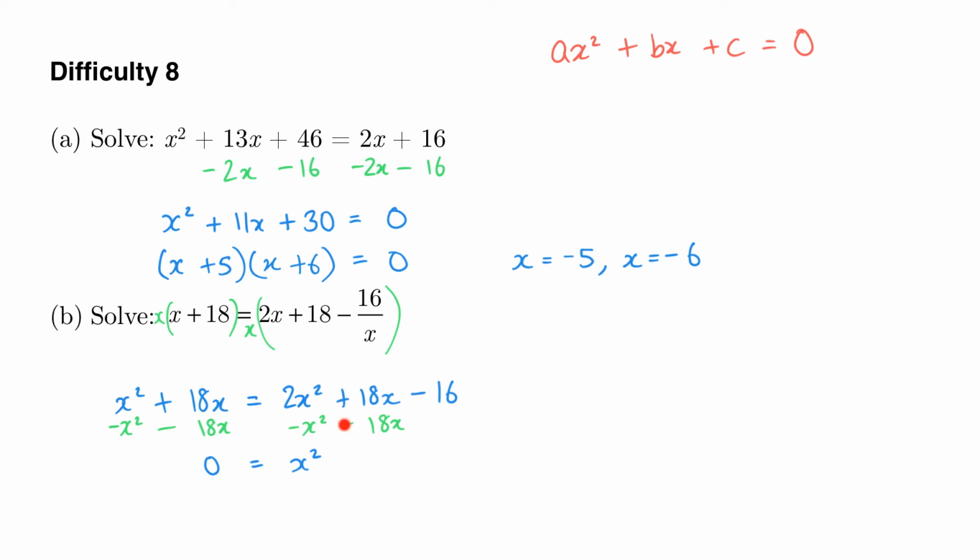Positive 18x minus 18x is just 0, so I have no x term, but I do still have this minus 16 on the end. So I've got to solve 0 equals x squared minus 16. Now I can factorise this, so 0 equals (x plus 4)(x minus 4). This is known as the difference of two squares. Now that this is factorised, I can write down the solutions. x is either negative 4 or x is 4.